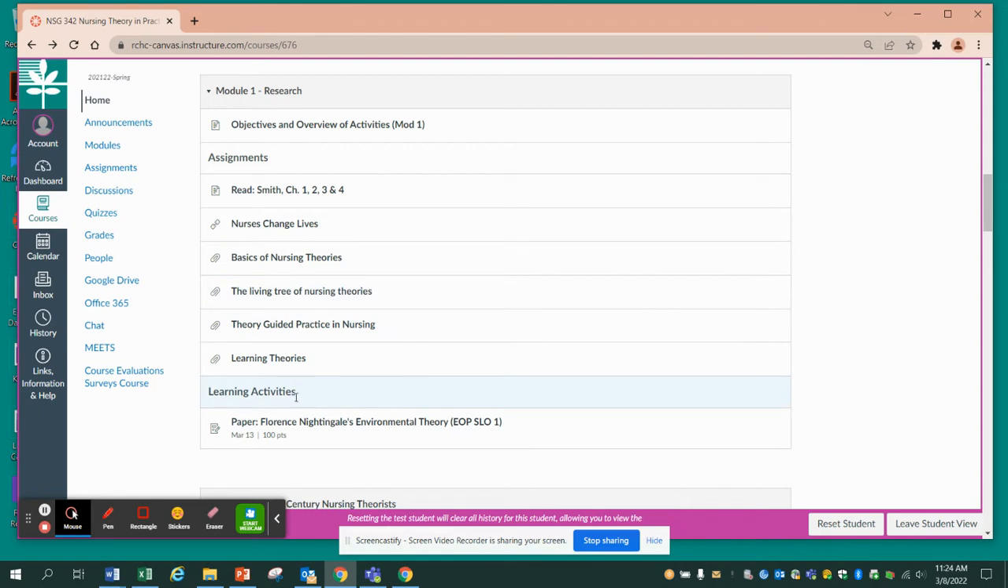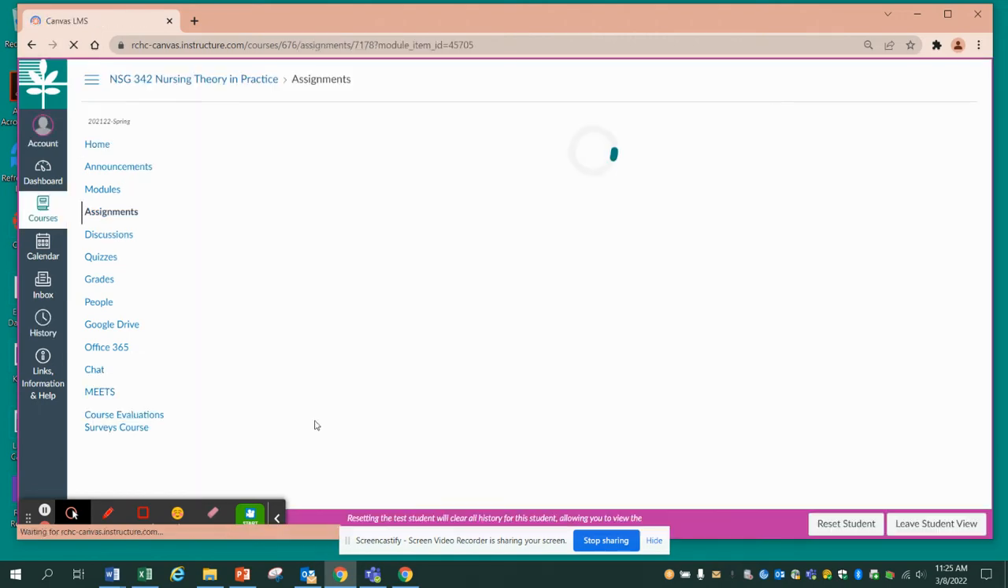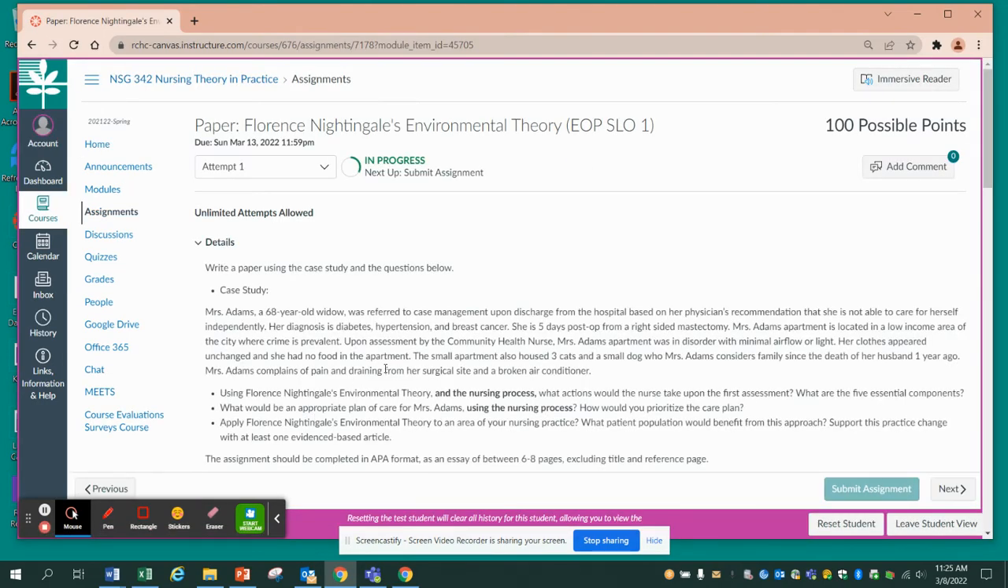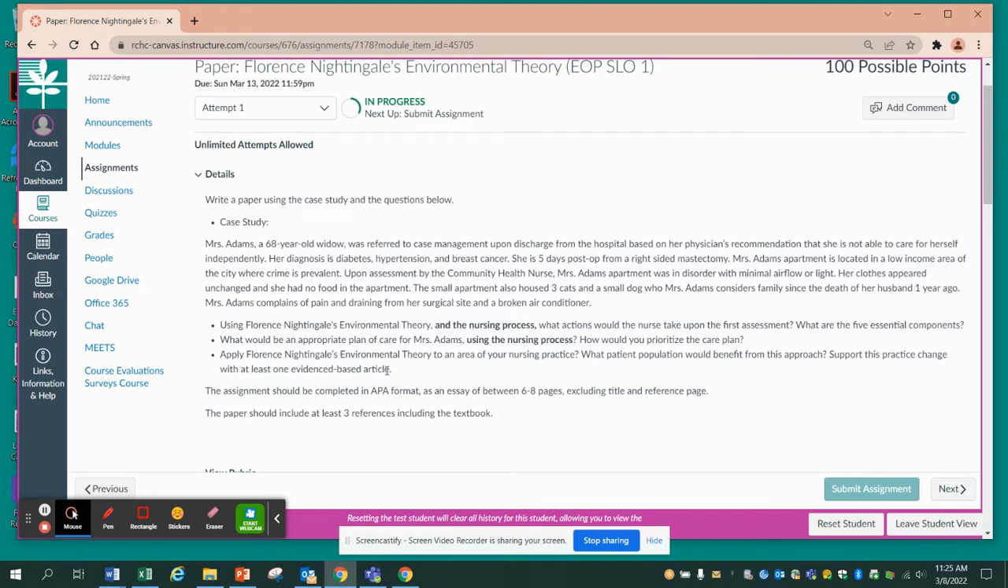So I'm going to go to the learning activity for Week 1, and this is going to be the paper. Notice that there is no discussion question. So let's open up the paper, and the first thing you should do is read the assignment in its totality. Before you start writing the paper, before you start jotting down what you need to do, read the entire assignment and then start breaking it down into sections.